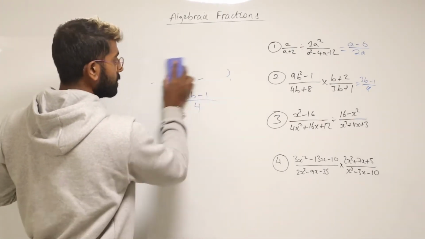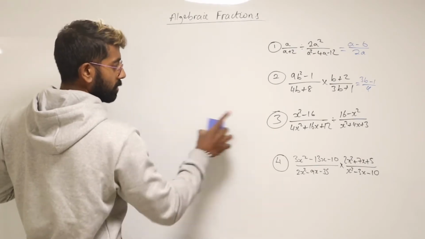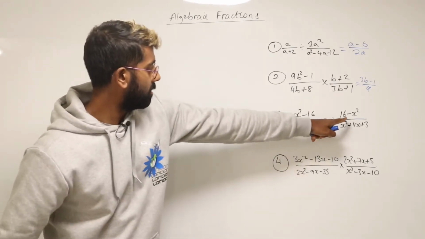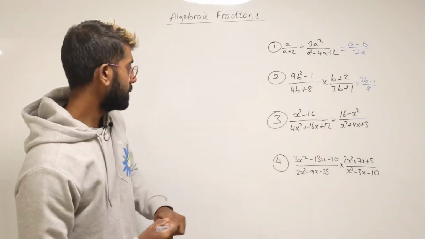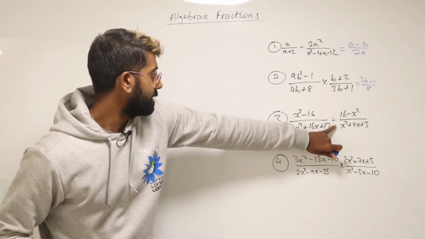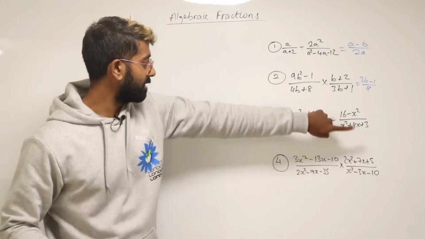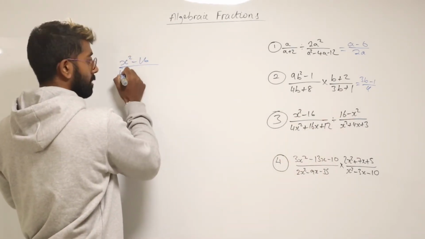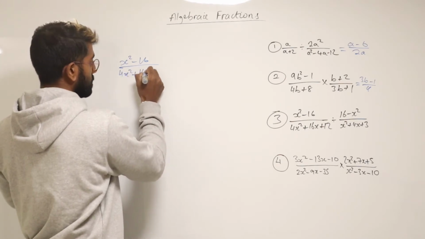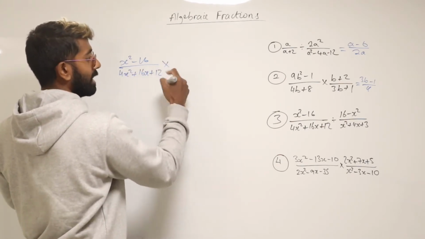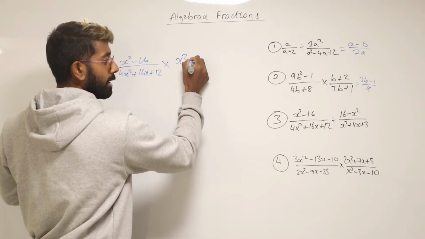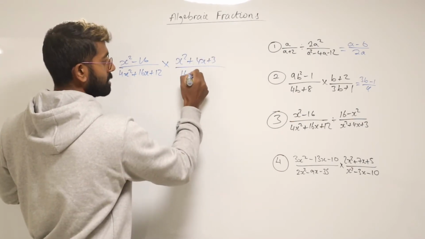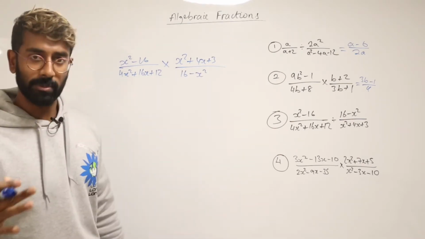Okay, now the next one, I think again, we've got difference of 2 squares in here for sure. And then maybe again over there as well. So I can also see a divide. So maybe what we want to do is change this to a multiply and flip the second fraction. So we'll have x squared minus 16, then 4x squared plus 16x plus 12, but times by, now flip that over, so you've got x squared plus 4x plus 3 all over 16 minus x squared. There we go, this is looking better.